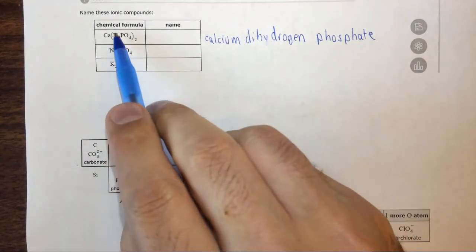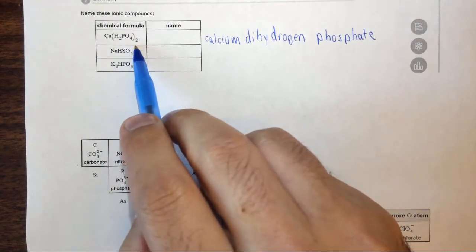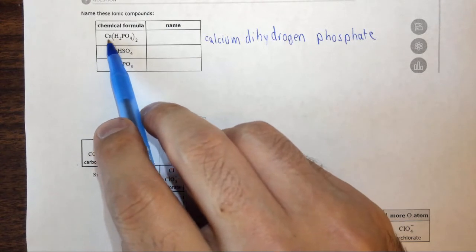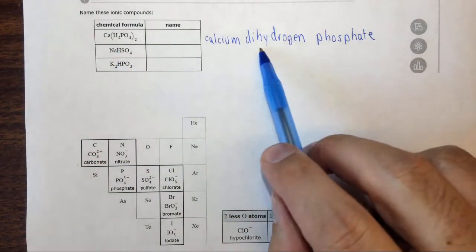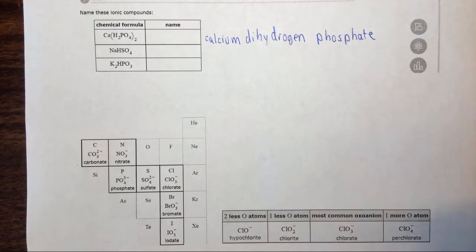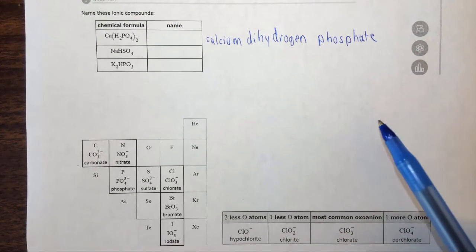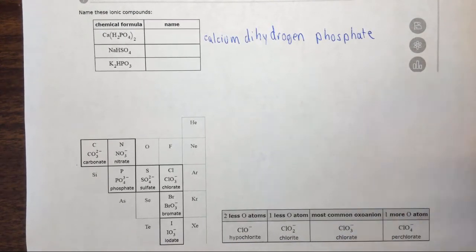Notice that it doesn't matter that this is in parentheses and these are 2 because calcium is a main group metal. We know that that's going to have to be the case in order to get a neutral ionic compound, and all ionic compounds must be neutral for the electrons to be transferred in the right numbers.